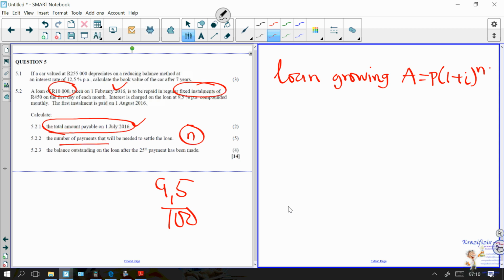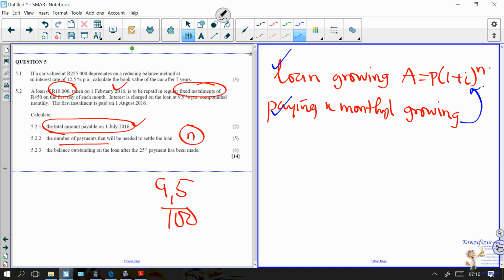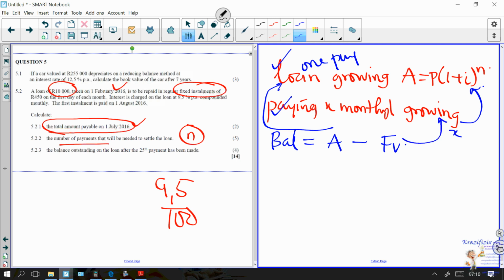But I'm also paying, all right? I am also paying X monthly, which is also growing. Both of them are growing, but one is growing faster than the other. This is growing faster than this. This needs to meet up somewhere with this. So look at what I'm going to say. I am going to say the balance is equal to A minus my future value. What is the difference between these two? A is a one-time amount. When I use F, I am talking about monthly payments.